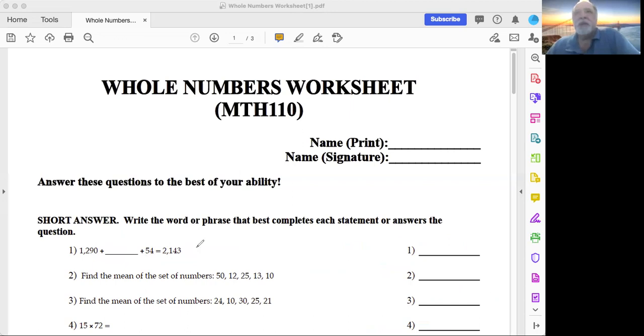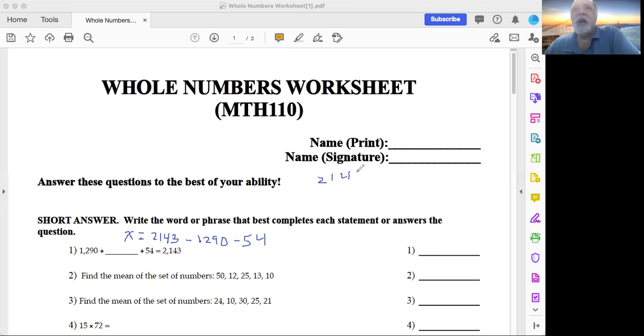So x equals 2143 minus 1290 minus 54. Okay. And we can do these operations one right after the other. So let's do the first one, right? 2143 minus 1290.